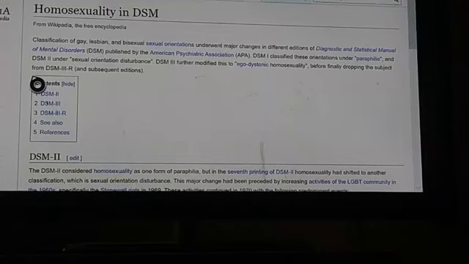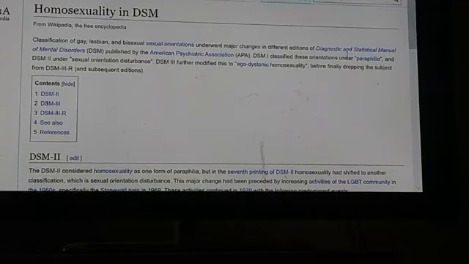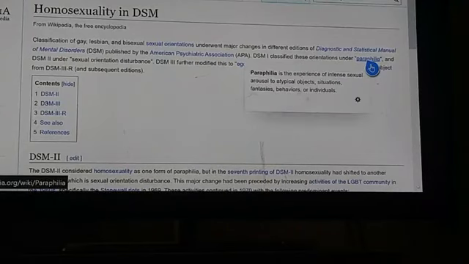But what we're going to do right now is get started. And this is called Homosexuality in the DSM, right? So classification of gay, lesbian, and bisexual sexual orientations underwent major changes in different editions, just like I said, of the Diagnostic and Statistical Manual of Mental Disorders, published by the American Psychiatric Association. DSM-1 classified these orientations as paraphilia. What does that mean? Hey, there it is. Boom. That's why I like Wikipedia. It gives you the definitions, right? And you can look all these things up, right?